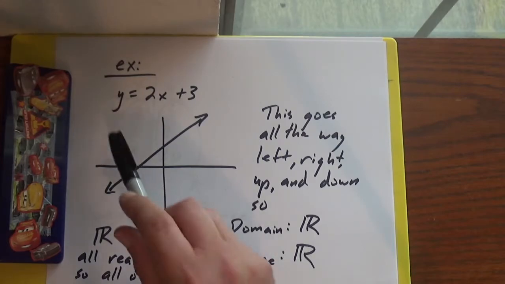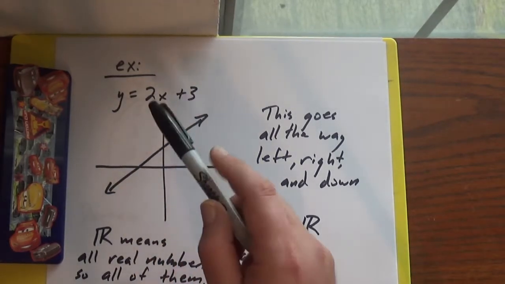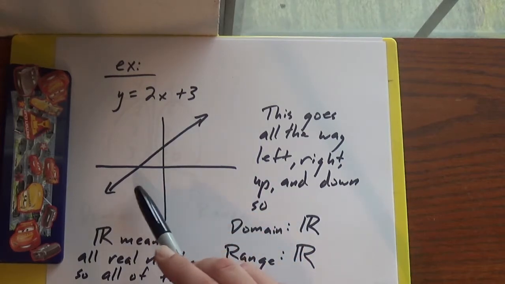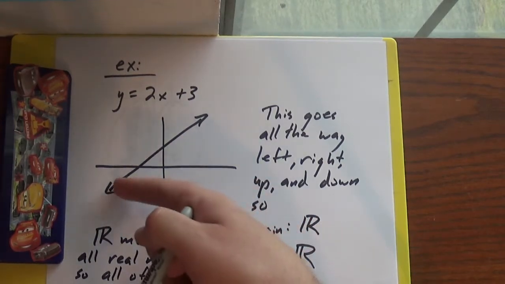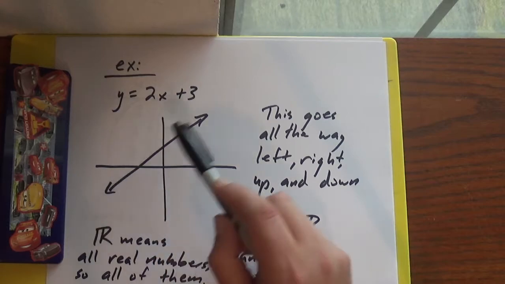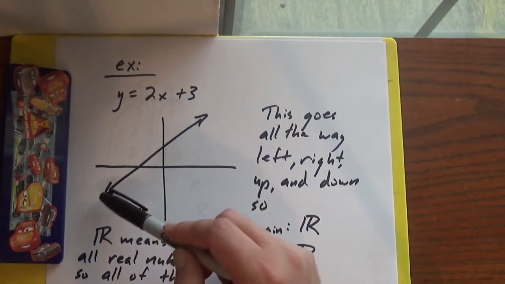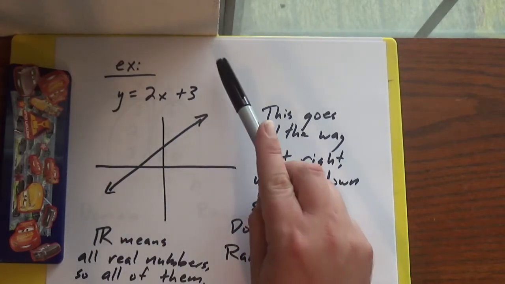We've got an equation, y equals 2x plus 3. It's a line, it's going up. Now if you notice, this goes all the way to the left because it's got an arrow on it. It goes all the way to the right because it's got an arrow on it. It goes all the way down because it goes on forever. It goes all the way up.